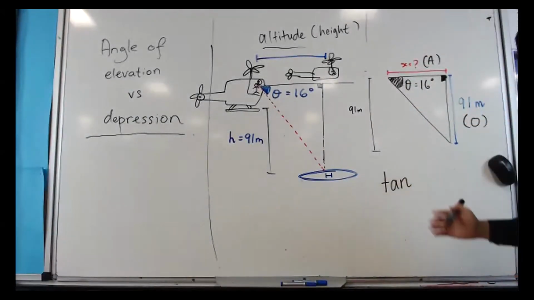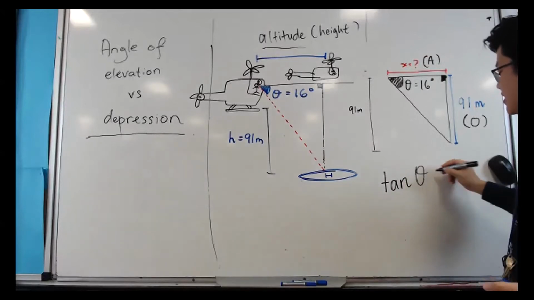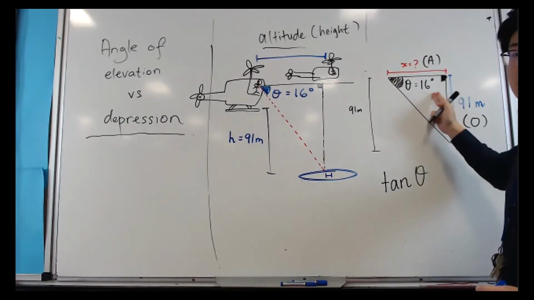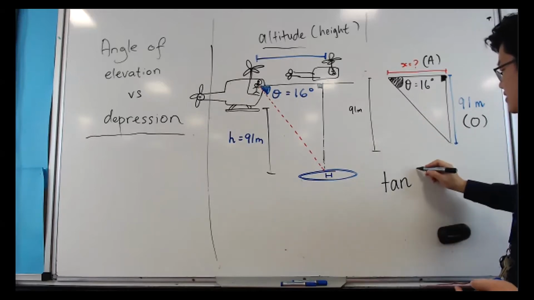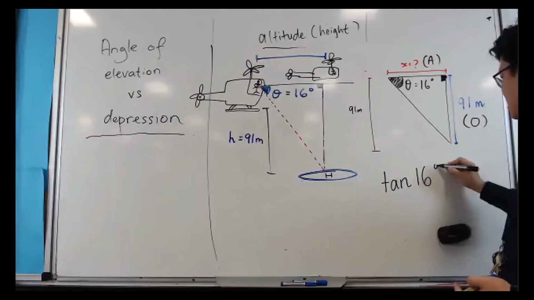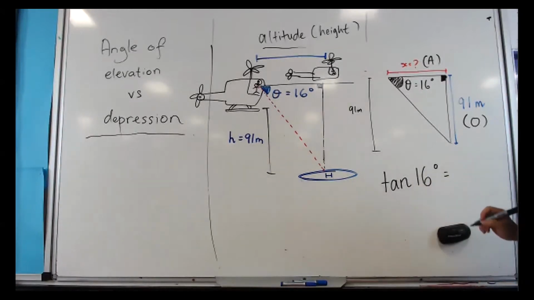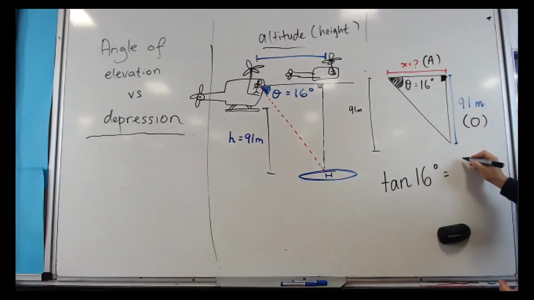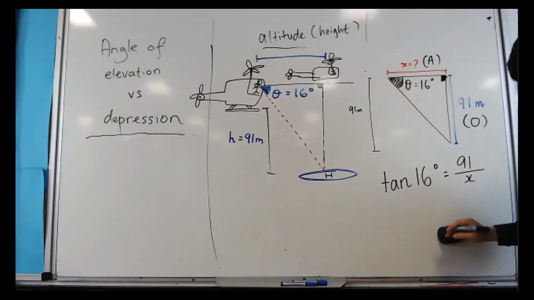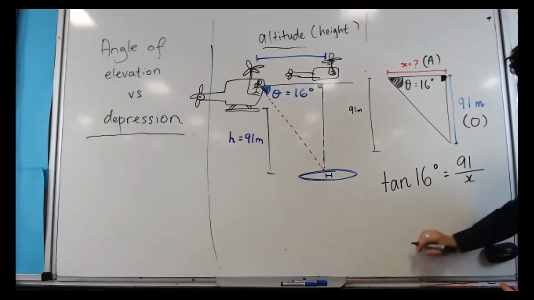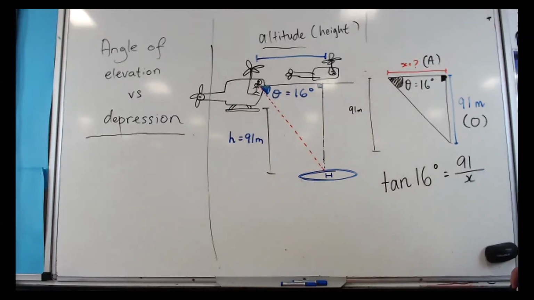So tangent theta. What's tangent theta? Opposite over adjacent. Tangent 16 degrees equals opposite over adjacent, isn't it? So opposite 91 over what's adjacent? Adjacent is x. That's what we're looking for, isn't it? So how are we going to find x? What should we do?